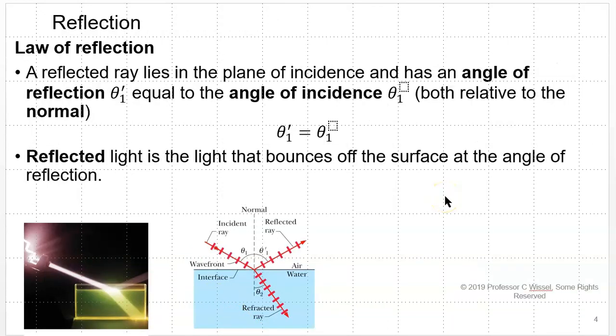Okay, the law of reflection you've probably heard of or figured out for yourself. It basically says the angle of incidence equals the angle of reflection. Both of the rays will lie in the plane of the incidence. The angles are always measured relative to the normal, not the surface. So the reflected light is, of course, the light that bounces off the surface at the angle of reflection relative to the normal. Be very careful with that. All it says is this angle equals that angle.